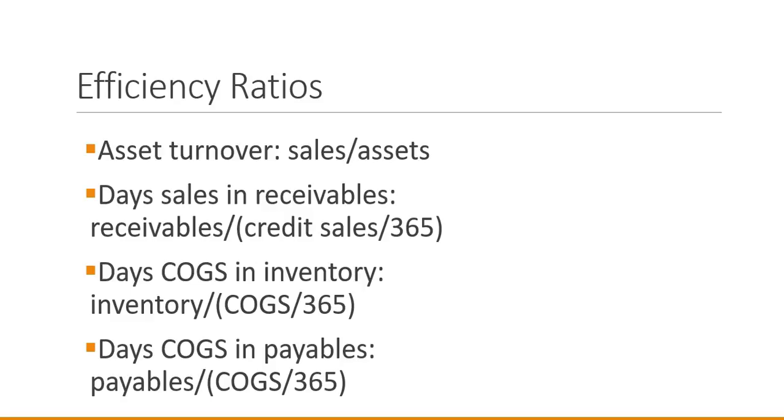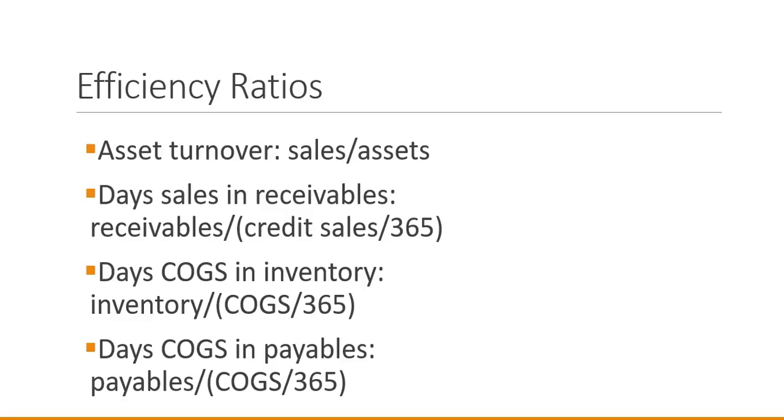Days sales in receivables gives us an indication of how long our credit sales are outstanding before we collect in cash. This is our receivables balance divided by 1 day of credit sales. If we don't know the credit sales amount, then we'll just go with the assumption that all sales are credit sales. But if we're given a sales total and a credit percentage, then we can adjust the sales so we're only considering the credit portion of sales.